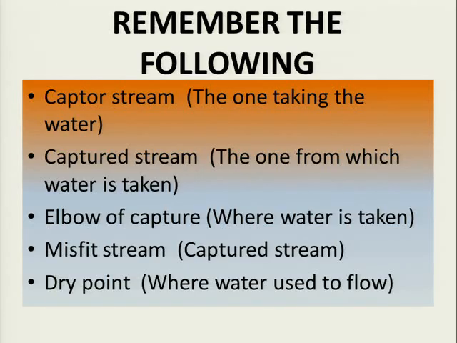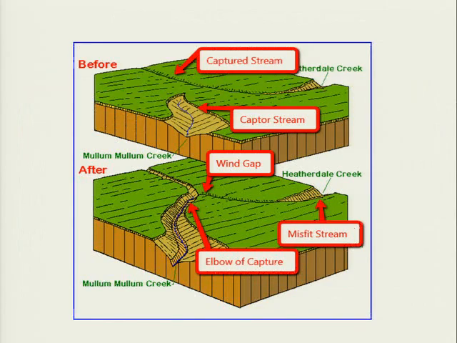Let's make sure. The capture stream is the one that takes the water. In this slide, you will see that the capture stream is indicated. Can everybody see that erosion takes place to the north, to the top of that picture? As soon as that river reaches the other one, can everybody see that it steals the water? Therefore, the capture stream is the one taking it. That is the pirate. That is the one stealing the water.